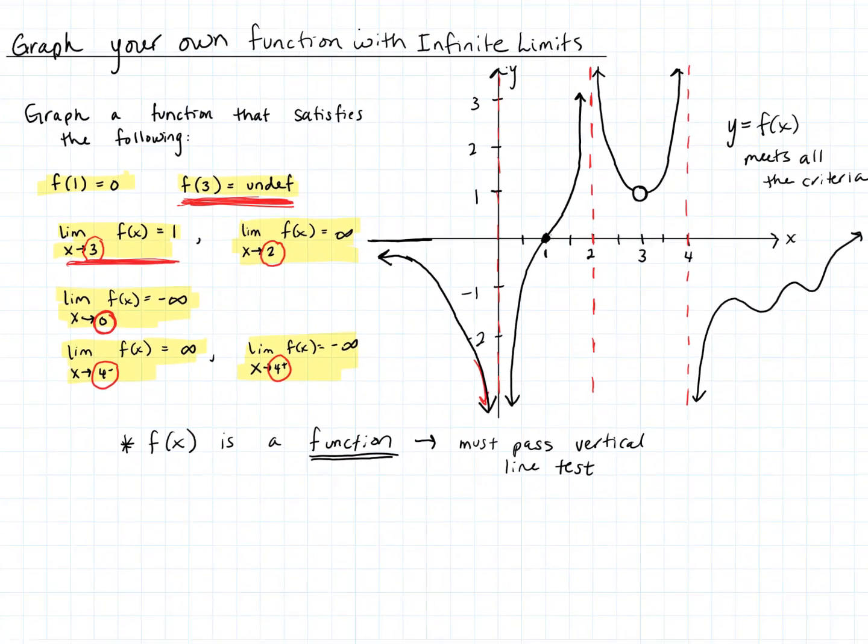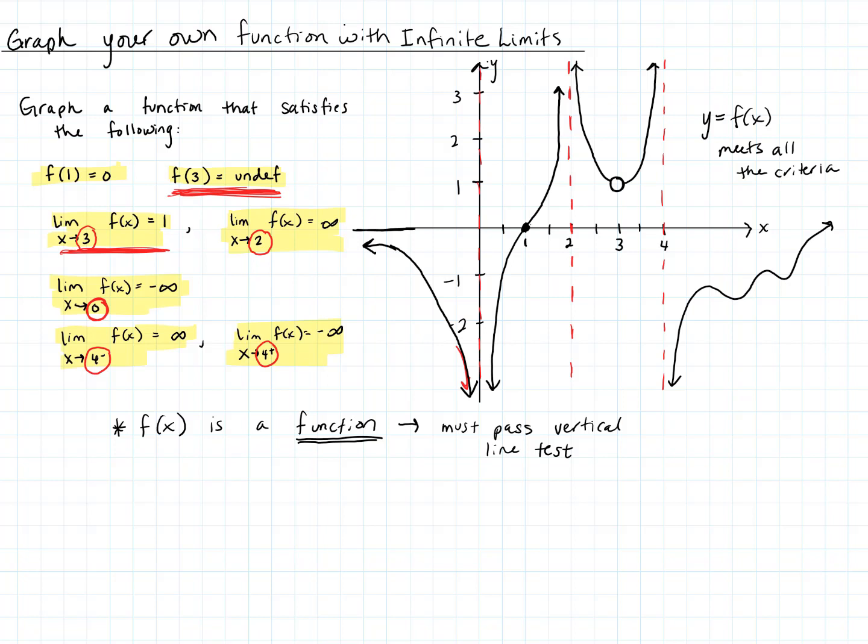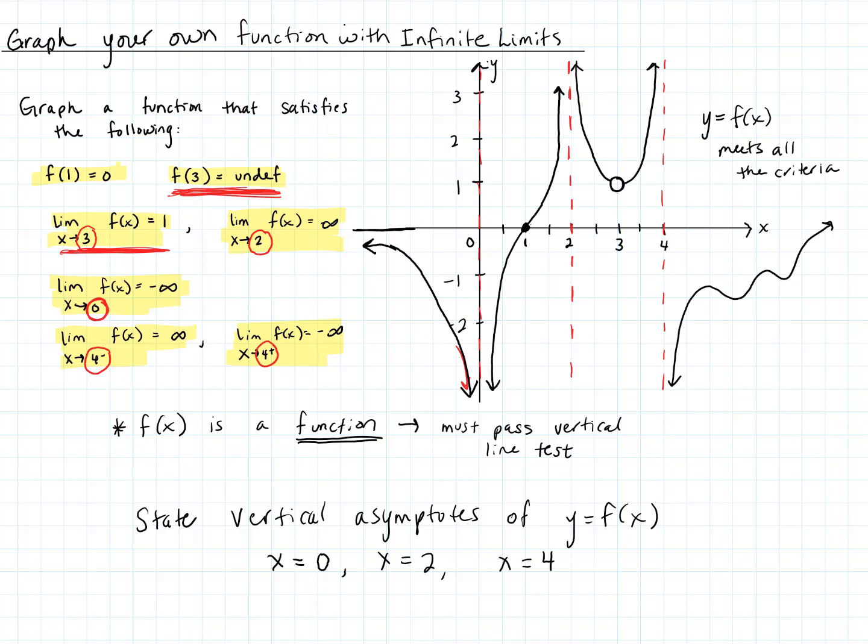Okay. One last piece before we finish this example. Since this goes along with our section on infinite limits, let's go ahead and just state the vertical asymptotes of f of x. So we actually have 3 vertical asymptotes on this graph, 3 different places where we have infinite behavior on this function, where the function is either growing or decreasing without bound around vertical lines. So x equals 0 would be our first one, x equals 2 would be our second, and x equals 4 would be our third vertical asymptote.